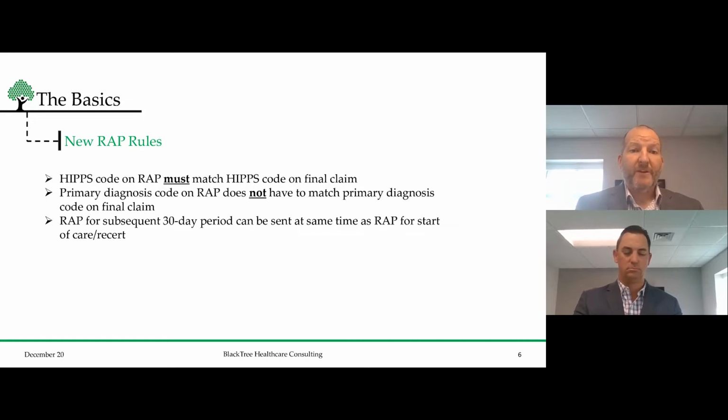The other key piece here is that the RAP for any subsequent 30-day period can be billed at the same time as you bill the RAP for start of care. So again, let's say you have a patient that starts on 1/1. You can submit that RAP for that 1/1 period. You can also submit the RAP for the 1/31 period. Now, you may not get to that 1/31 period, but that's okay, and again, we're going to talk about that in some subsequent slides here. The important piece to note there is that you can bill 2 RAPs at the beginning of whatever that certification period is.